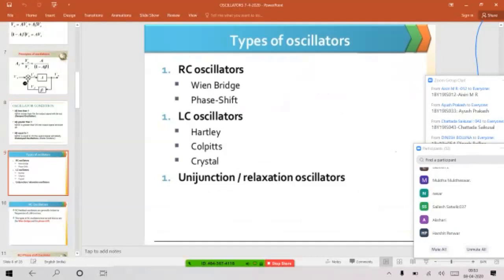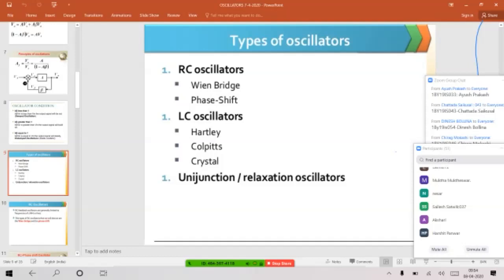So now, the classification or types of oscillators that we can have. We have RC oscillators, LC oscillators, crystal oscillators, or the unijunction transistor, UJT, oscillators, but those are not of interest at this stage. Only RC oscillators, as per your syllabus. I am discussing only two oscillators in the RC category, that is the Wien bridge oscillator and the phase shift oscillator. Only two for the syllabus. You need not worry about LC oscillators.